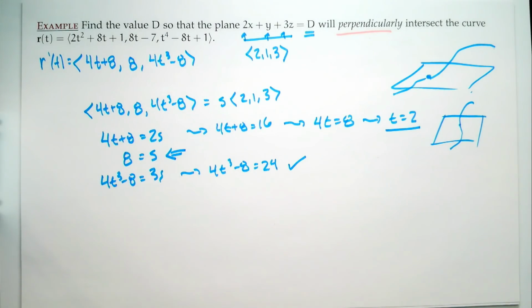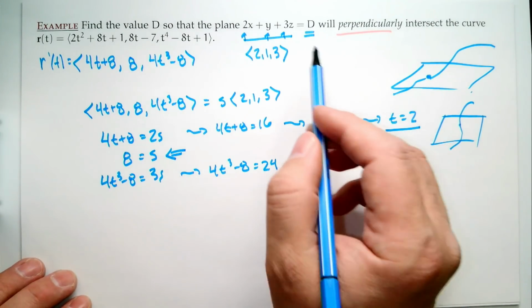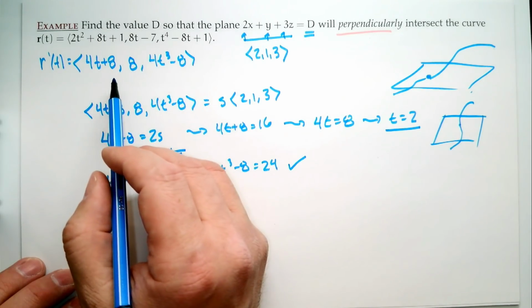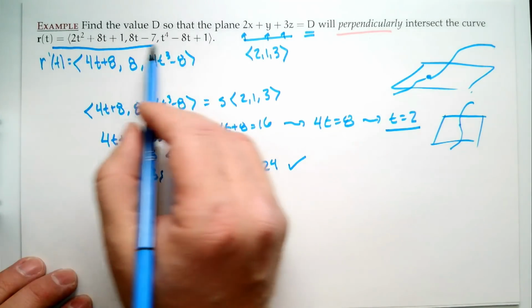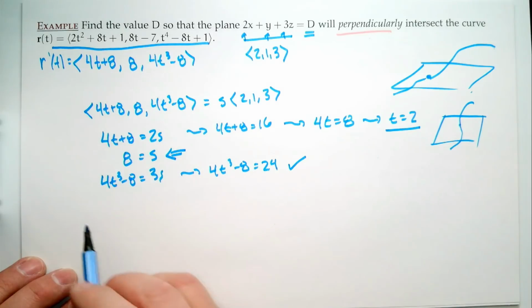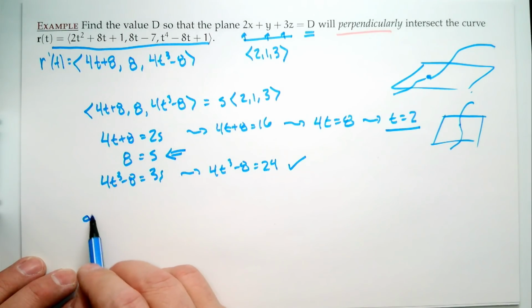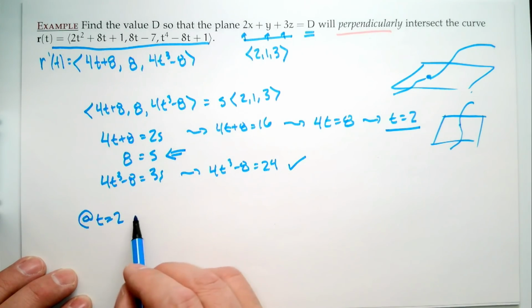So what do we need? Well, we need to make sure that the plane is going to hit the curve at time 2. So when I say hit the curve, the original curve, not the derivative. So where is the curve at time 2? So at time 2, where are we at?